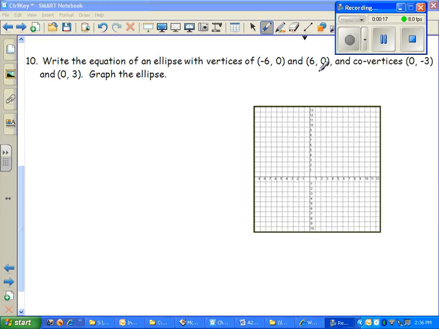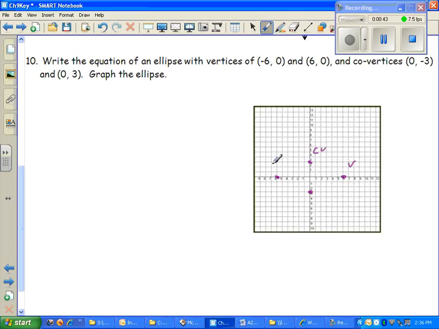The vertices are at negative 6, 0, and 6, 0. So here is my point at 6, 0, and at negative 6, 0 would be here. And then my points at 0, 3, and 0, negative 3. 1, 2, 3. Kind of hard to see on this graph. These would be the vertices and the co-vertices for my ellipse.